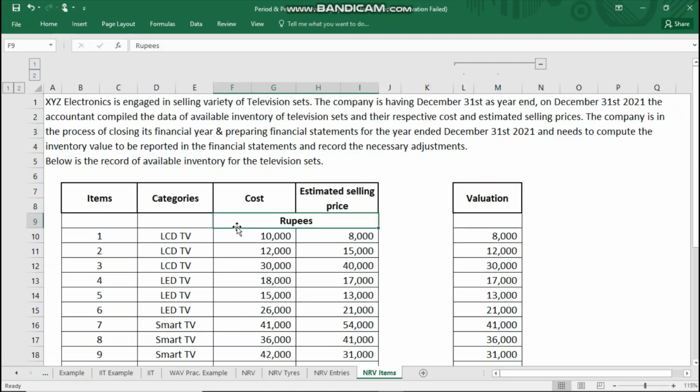So in this video we have seen that whenever we have cost and NRV available at an item level, we need to do the NRV testing of the inventories item by item, not at the totality level, not at category level, because it does not give us a realistic picture of the value of the inventory.